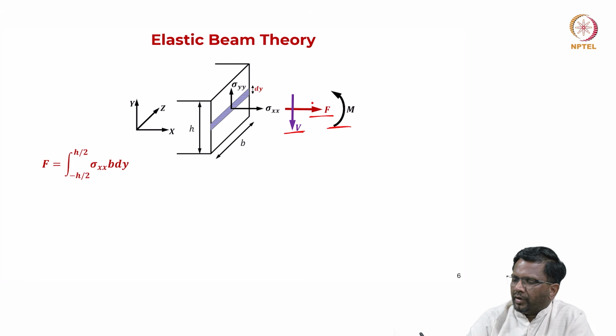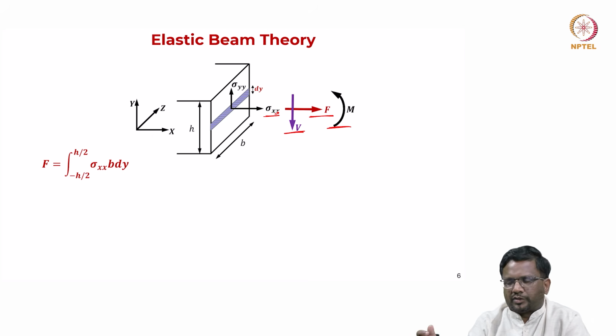Now, on notation: sigma xx is the stress acting on the x plane, that means on the plane that is perpendicular to the x axis. In the second index, x denotes the direction of the stress. So, sigma xx is the stress that is acting on the plane perpendicular to the x axis and it is acting in the x direction.